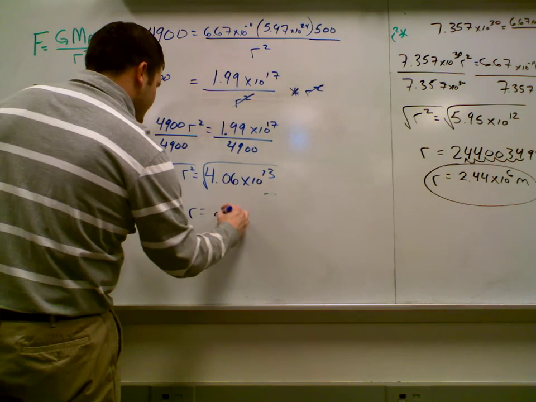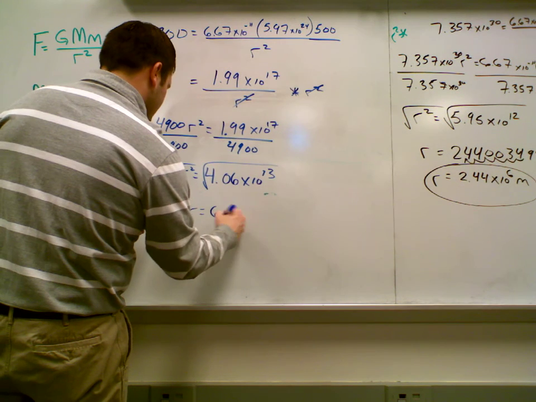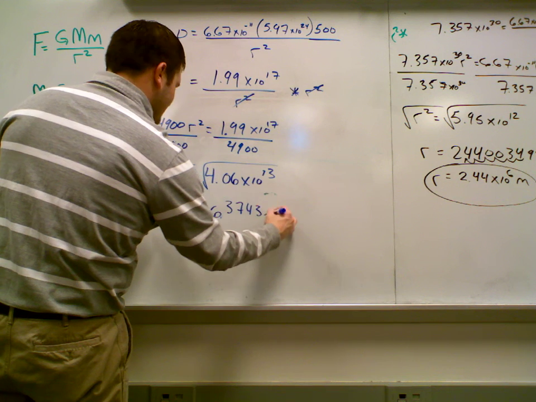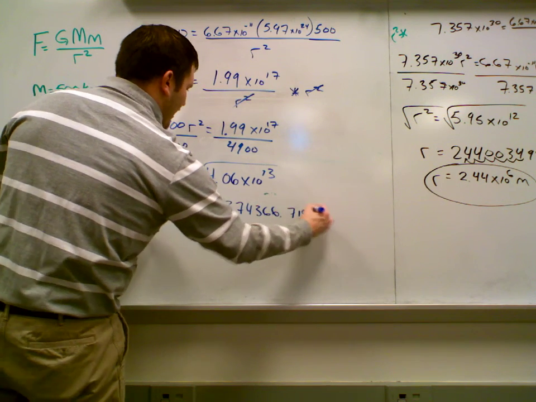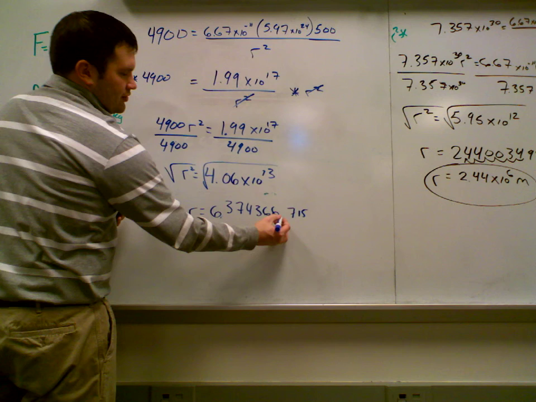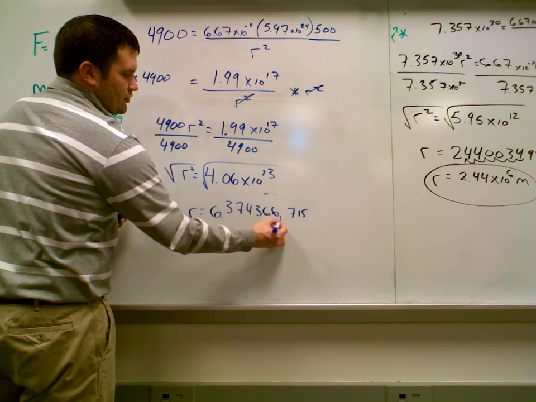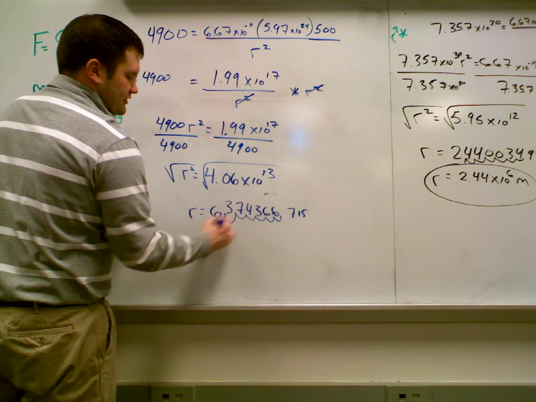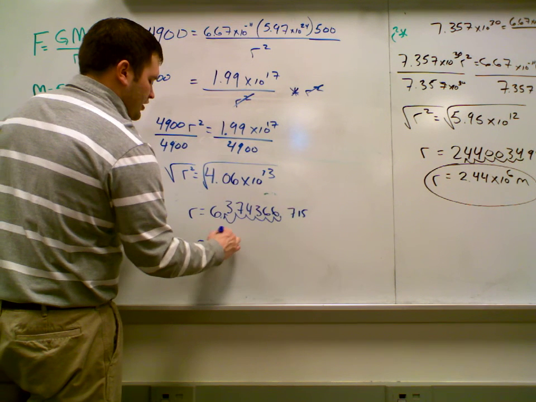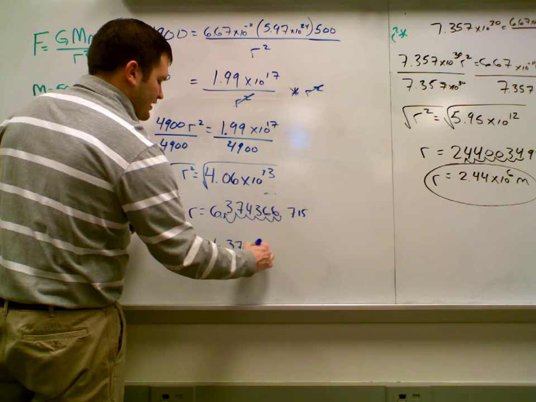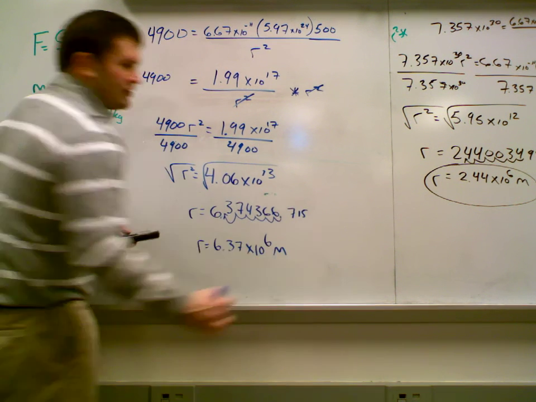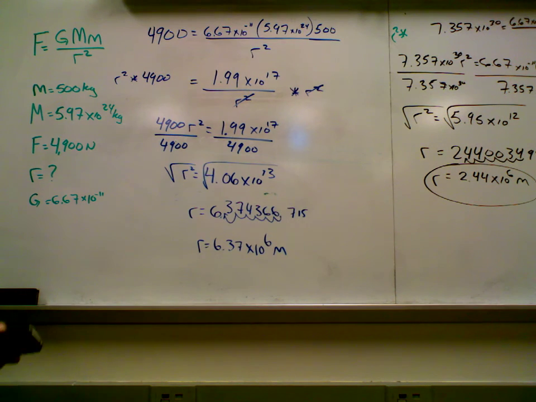I have a radius of 6.366715. Right? Let's rewrite this. So 1, 2, 3, 4, 5, 6. So R equals 6.37 times 10 to the 6 meters. I beat you, Miss Bergsma.